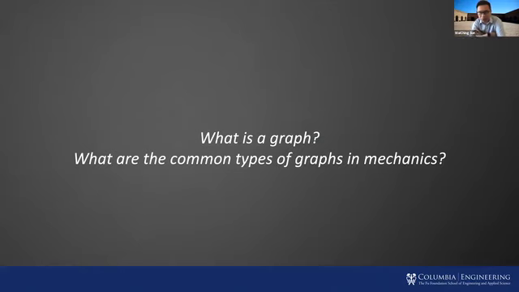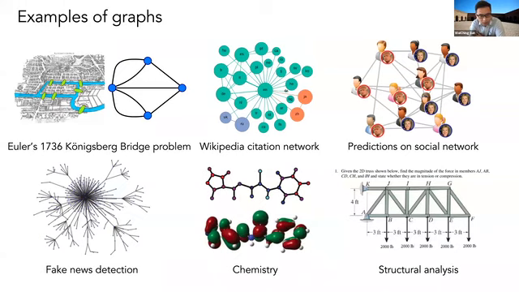So the first question is, what is a graph, and what are the common types of graph used in mechanics? Many people attribute the start of graph theory to 1736, when Euler attempted to visit the bridges listed on the map without revisiting any path. He found that in order to generate this, he needed to define the node set and the edge set and connect them together. So this is the beginning of the graph.